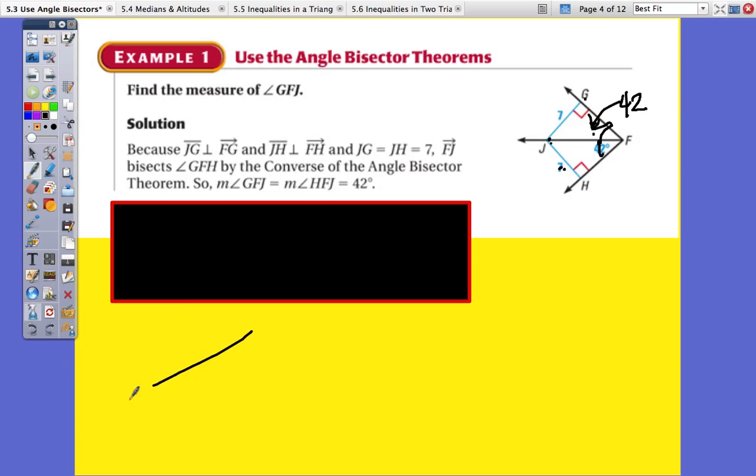So for example, if you have an angle like this, and you have a ray going through it, and let's say this is 10, and this is also 10, because these segments are congruent, the angles here must also be congruent. So if this is 30 degrees, this one would also have to be 30 degrees. Because these segments are congruent, then the angles also have to be congruent.